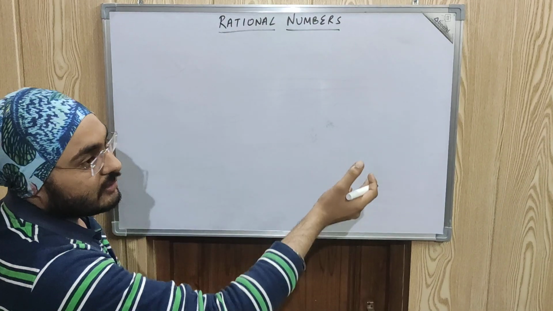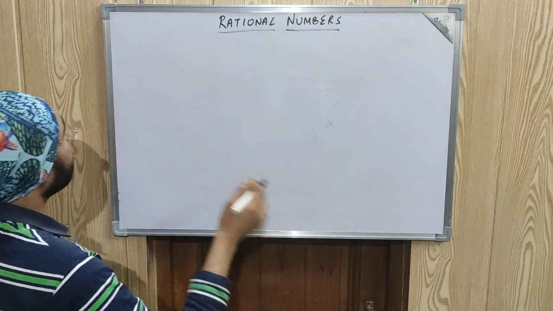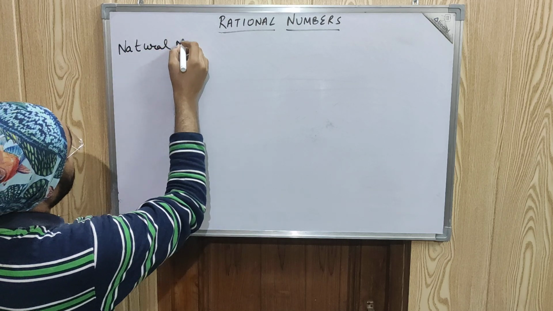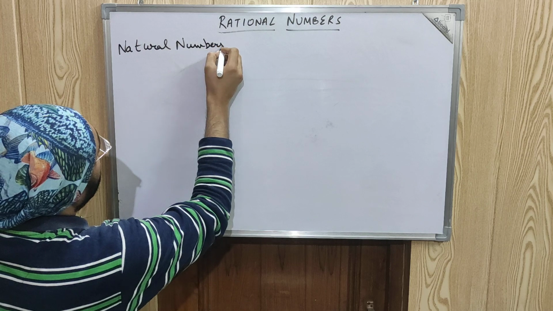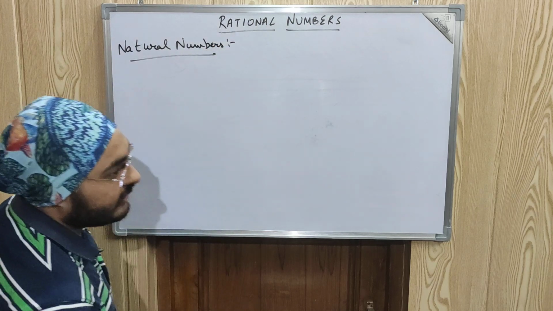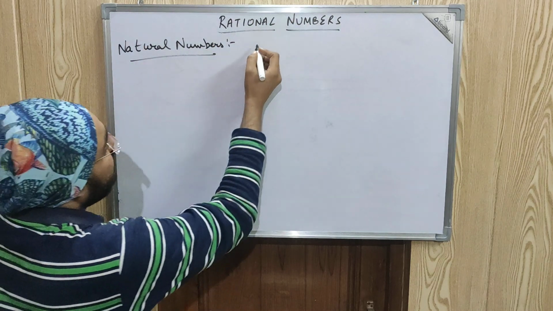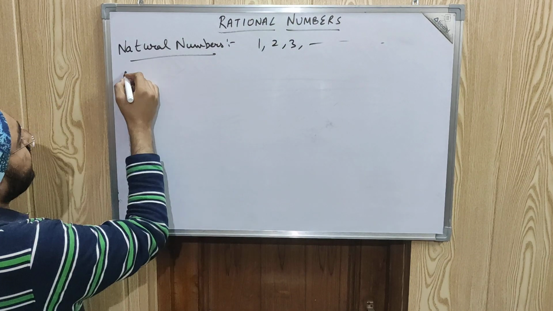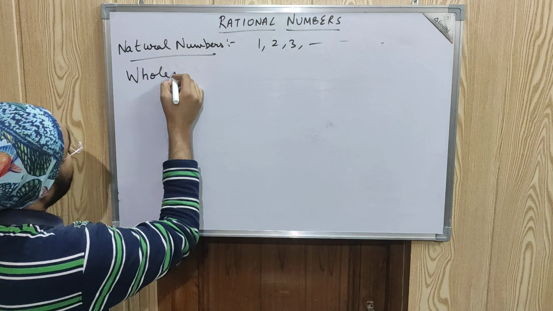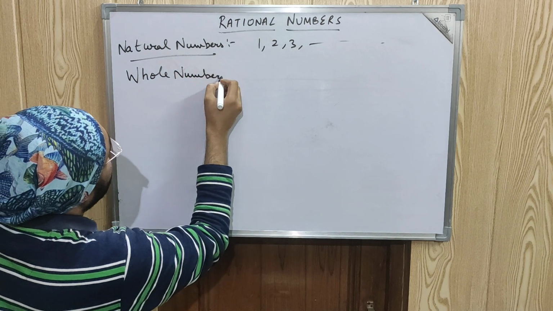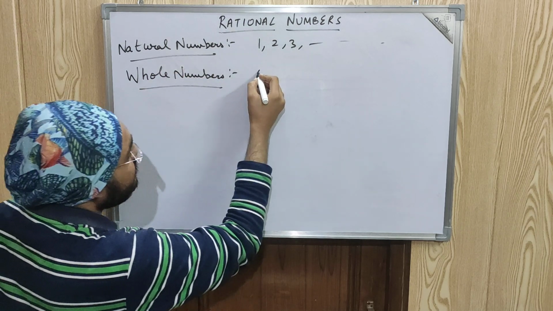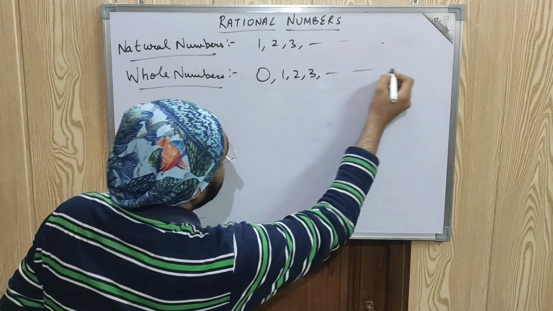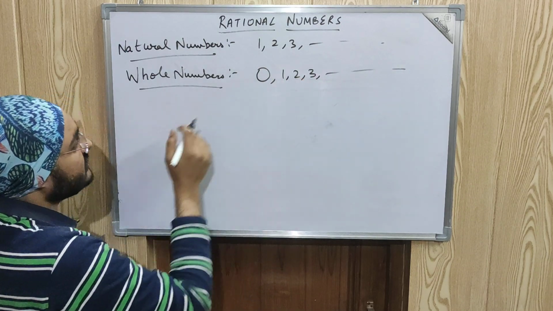So coming to the previous class, starting with the natural numbers. As we have already studied, the natural numbers start from 1, 2, 3 and are just your counting numbers. The next, whole numbers. Whole numbers are the natural numbers with 0 included. So 0, 1, 2, 3 and so on. The natural numbers plus 0.